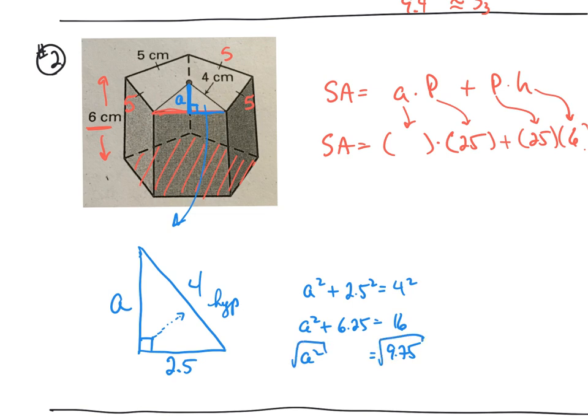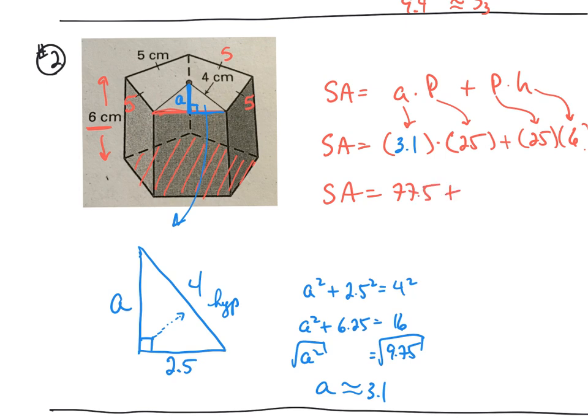And then get rid of the power of 2 by taking the square root. So the square root of 9.75 is about 3.1. So the apothem is approximately 3.1 units long. I'll switch back to red so it doesn't look so goofy. And then we just simply have to multiply the apothem times the perimeter, so 3.1 times 25 is 77.5.